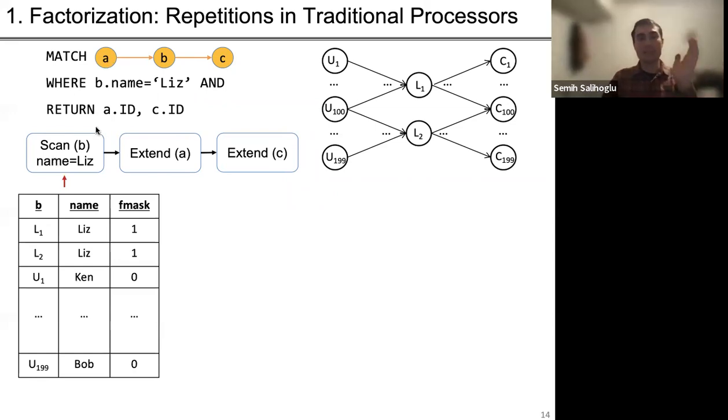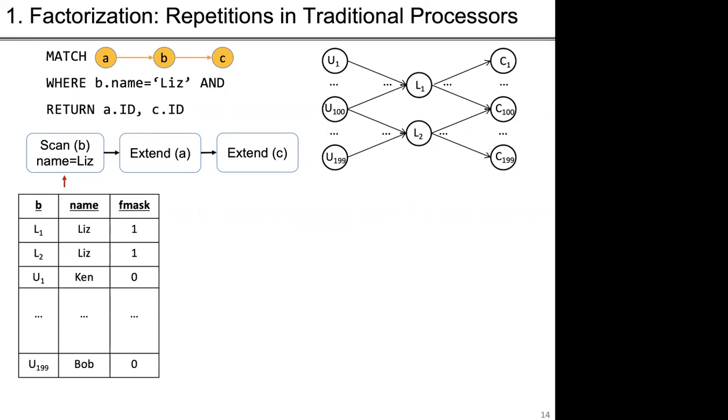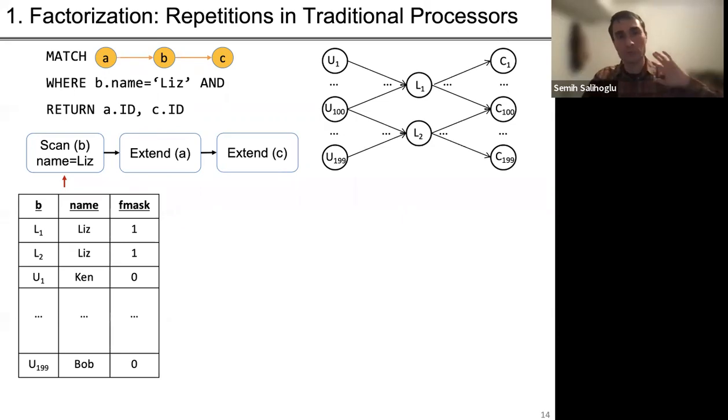These extends are some popular join operators in graph database management systems. We had one in the prior system, GraphflowDB. We don't have it in Kùzu, but Neo4j has a similar operator called expand. All it does is take a node and extend it to adjacent nodes. In database literature, this is called an index nested loop join.